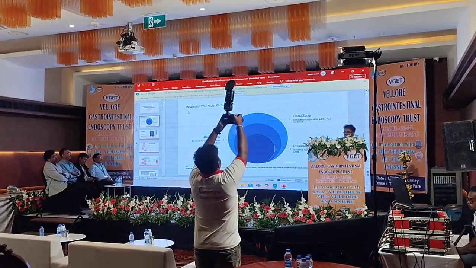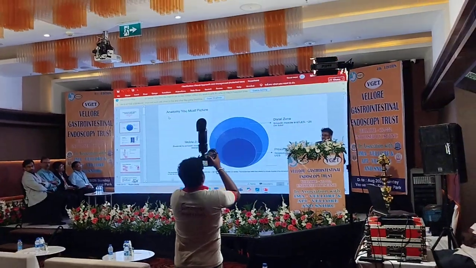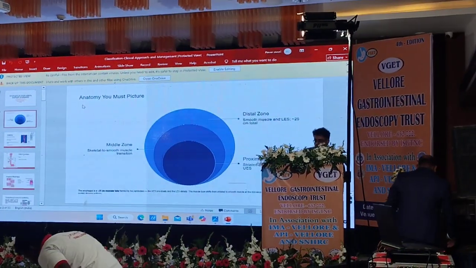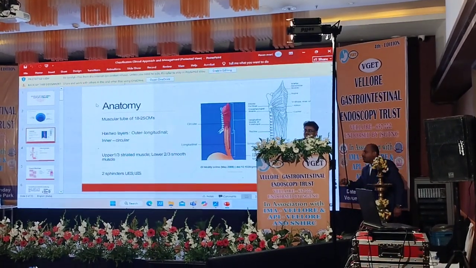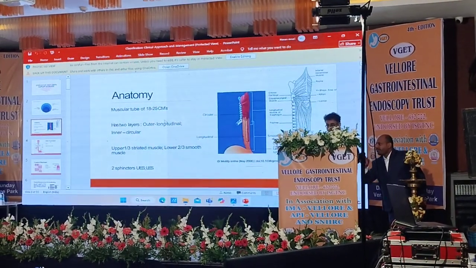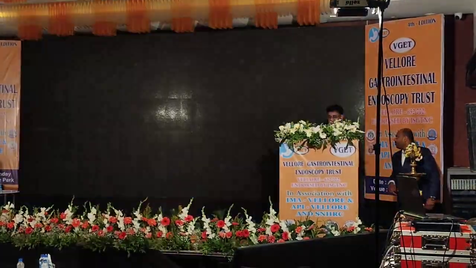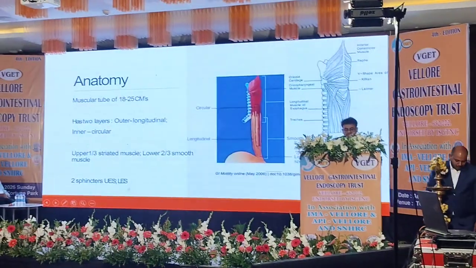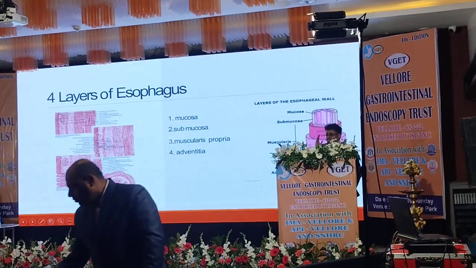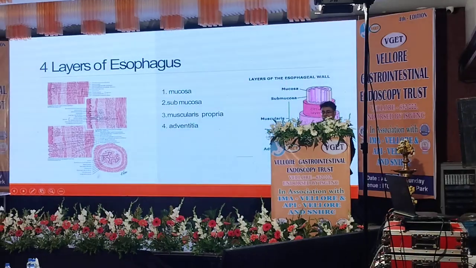Briefly talking about the anatomy and physiology of the esophagus, as we all know, it is 25 centimeters in length, and it has two sphincters, upper and lower. The proximal part is more striated, and the distal part is more smooth muscle in consistency. It mainly has two layers, outer longitudinal as well as inner circular. Except for the serosa, all the major four layers, mucosa, submucosa, muscularis propria, as well as adventitia, are present in the esophageal wall.